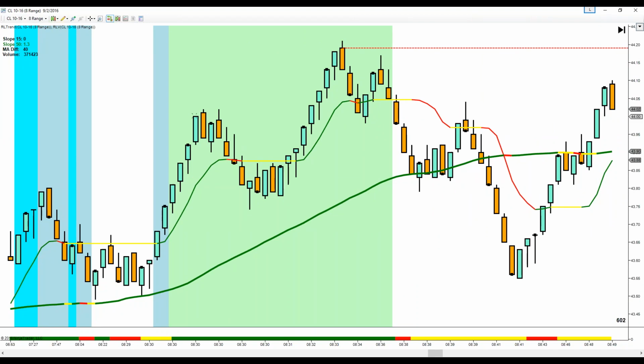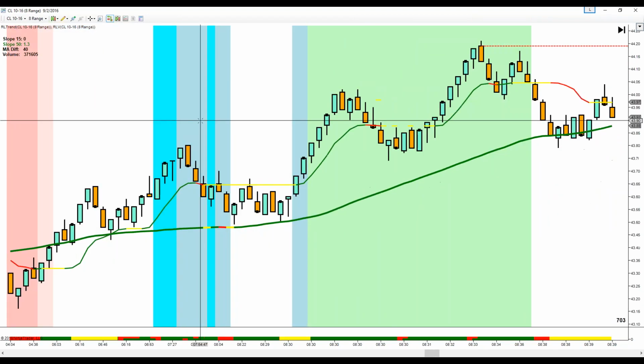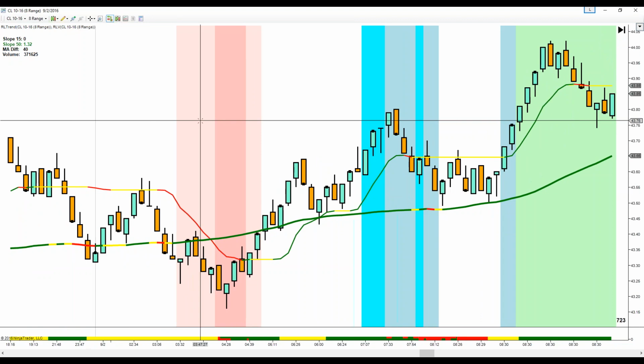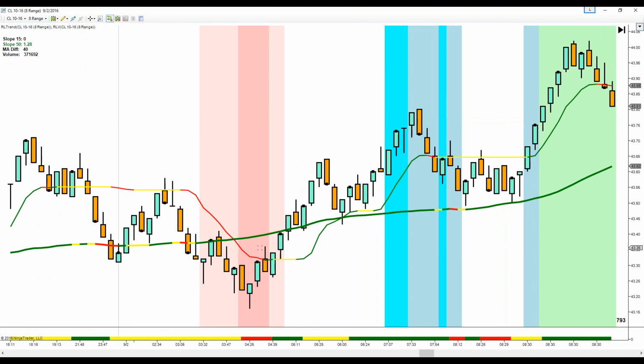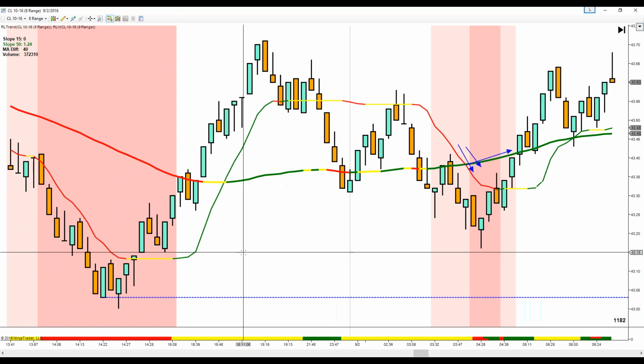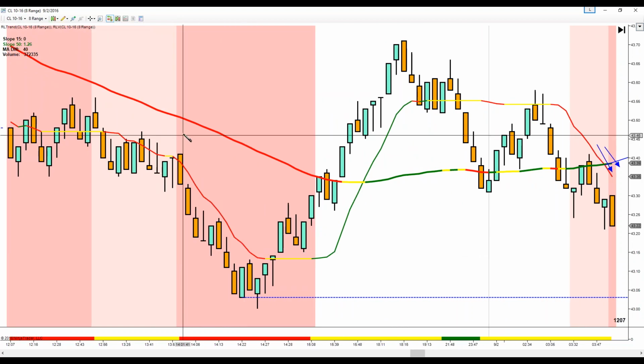See, here's a move through the zone with no retracement, so no trade. You can't trade it because this is a rising 50. Remember, I said one of the criteria is the 50 must be down and the 15 must be down. And here it is again.